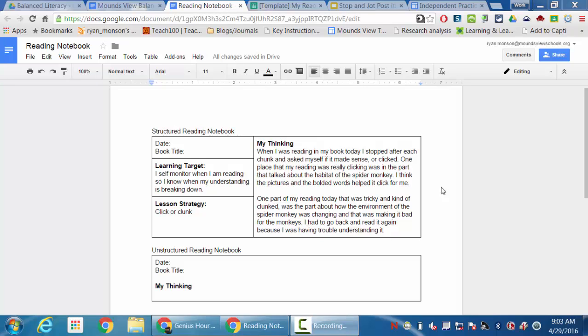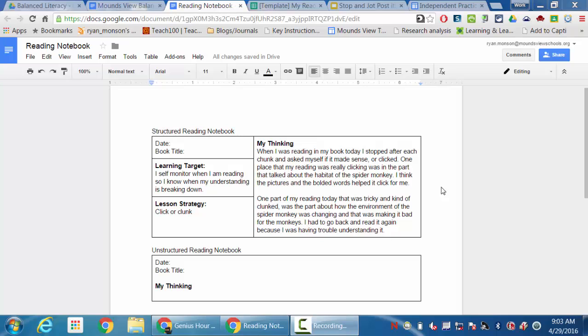And in this, there is both a learning target and a lesson strategy so that the students can align their independent reading with those learning targets and the reading strategy that you were working on that day in the lesson. And then there's a space for the students to put their thinking as they're reading independently and then writing down their thoughts and opinions about what they read, tying it to that learning target and the lesson strategy.